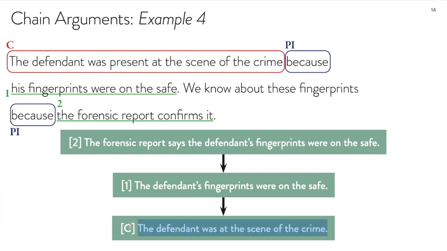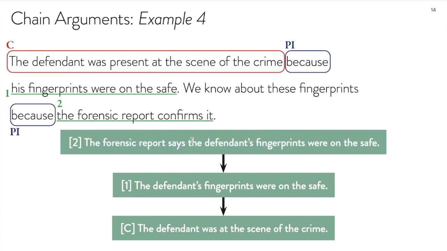And then I can always ask, well, how do we know the defendant was at the scene of the crime? Well, because his fingerprints were on the safe. So there we go. The fingerprints were on the safe. So I'm pretty sure there's an arrow going from that one to the conclusion. And then I could ask, well, how do I know that these are the defendant's fingerprints? Well, we have a because for that, the forensic report. So here I've written it out clearly now. It wasn't maybe as clear in the argument above, but here I've tried to make it a little clearer.